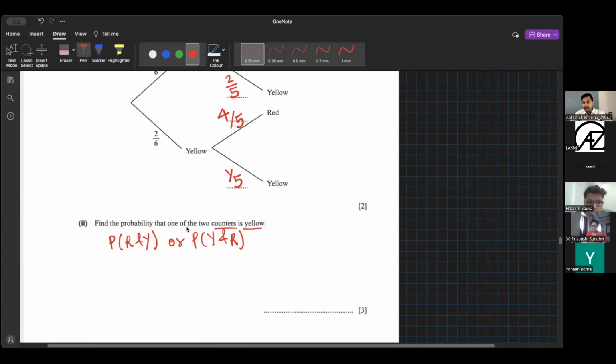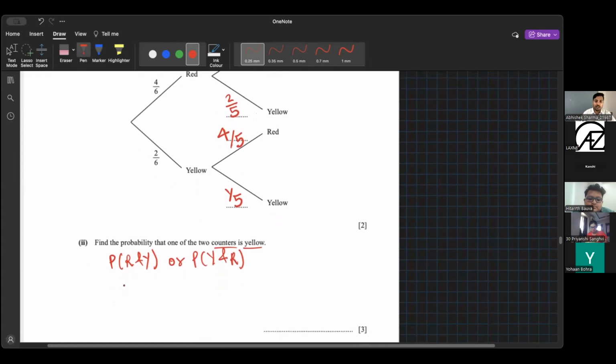It's a statement. Only one of them should be yellow. They have not asked us to find the probability that at least one of them is yellow. At least means one, or there can be 2 also in that case. But they have not used the term at least. They have clearly mentioned one of the 2 counters is yellow. So one of the 2 counters should definitely be yellow. So there are 2 possibilities, red and yellow or yellow and red.